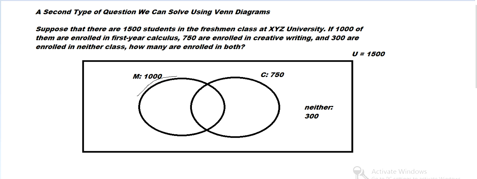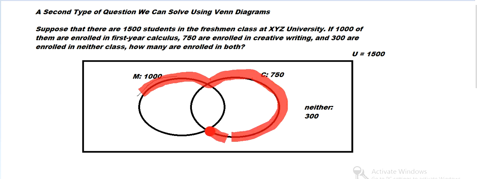So this, let's change the color here. Let's change the size. So in this entire area, we've got 1,200 in at least one, but 1,000 of those are in math and 750 are in writing. That's like 1,750 total. So there's like 1,750, but some of those will be registered in both. So we need to figure out how many are in both.